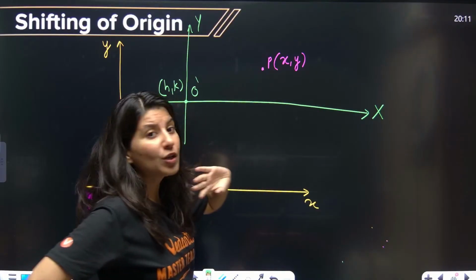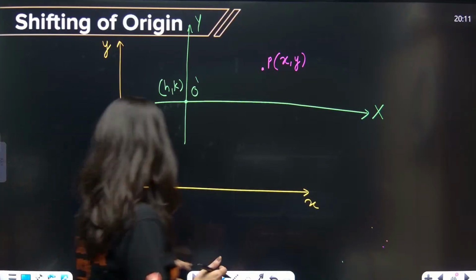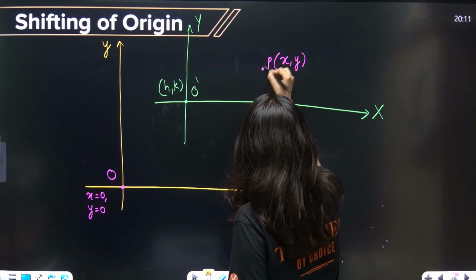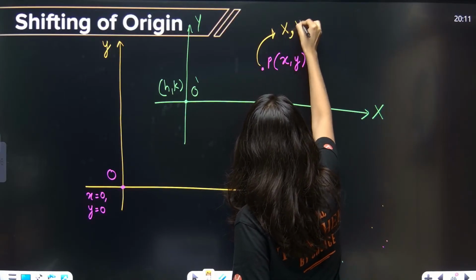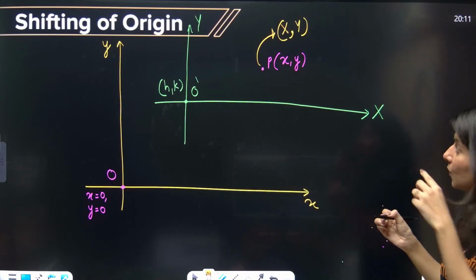Because with respect to the original axes, small x and small y were the coordinates, but I am looking for the new coordinates with respect to this. Suppose this point has a new coordinate which is capital X comma capital Y. This is nothing but the new coordinates.